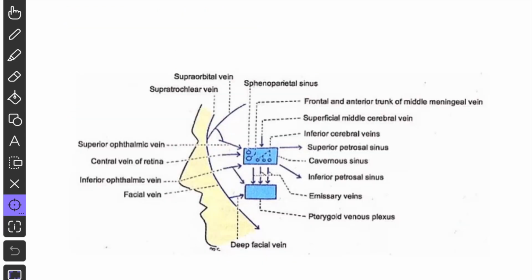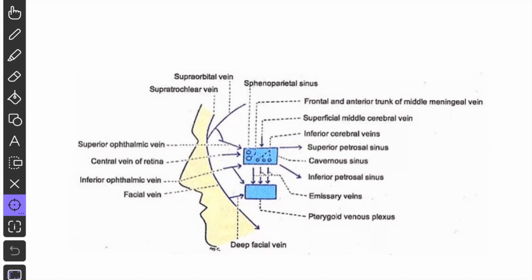The cavernous sinus communicates with the facial vein by two routes. One through the superior ophthalmic vein. Through the angular vein, it communicates with the facial vein. The other one through the emissary vein, pterygoid venous plexus and the deep facial vein, it communicates with the facial vein. So by two routes, the cavernous sinus communicates with the facial vein. So what is the importance of this communication?